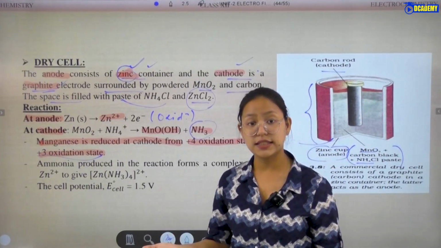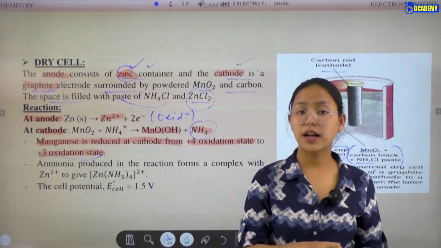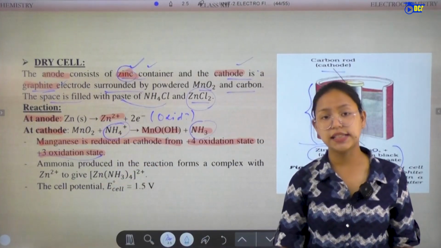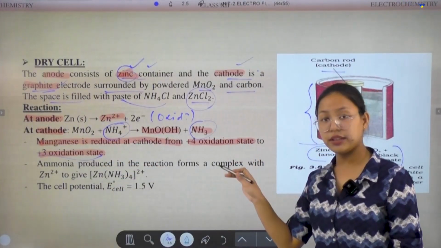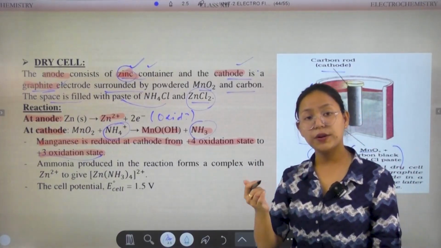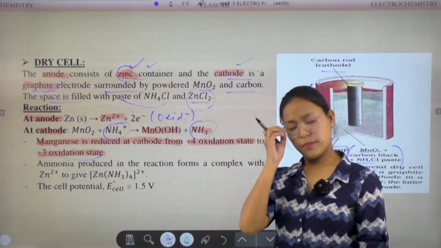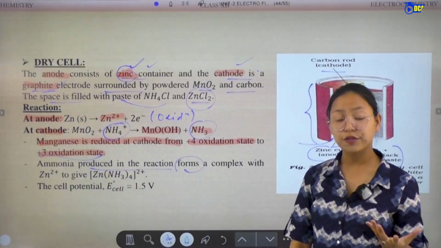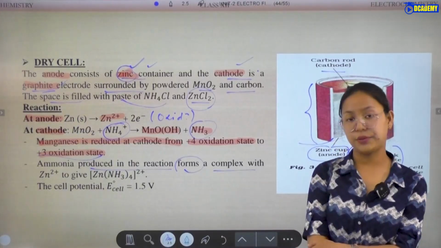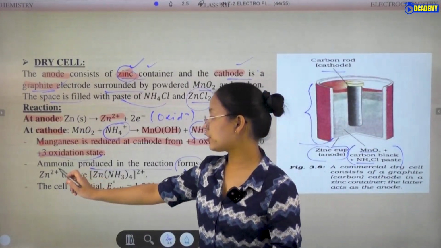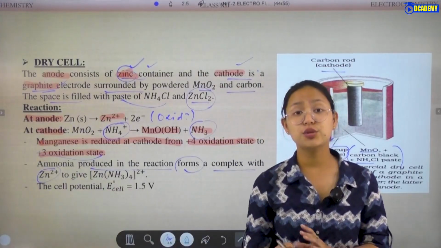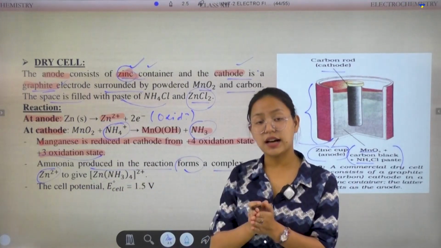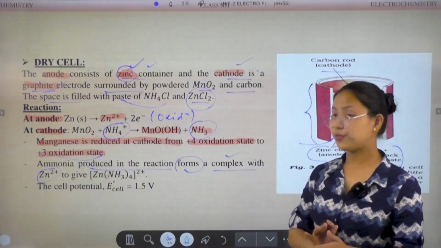Then ammonia is formed by removal of hydrogen. Removal of hydrogen is oxidation. So the ammonium ion forms ammonia and is undergoing oxidation. But here the ammonia produced in the reaction forms a complex with zinc 2 plus ion. Zinc 2 plus ion is present, and ammonia forms a complex.